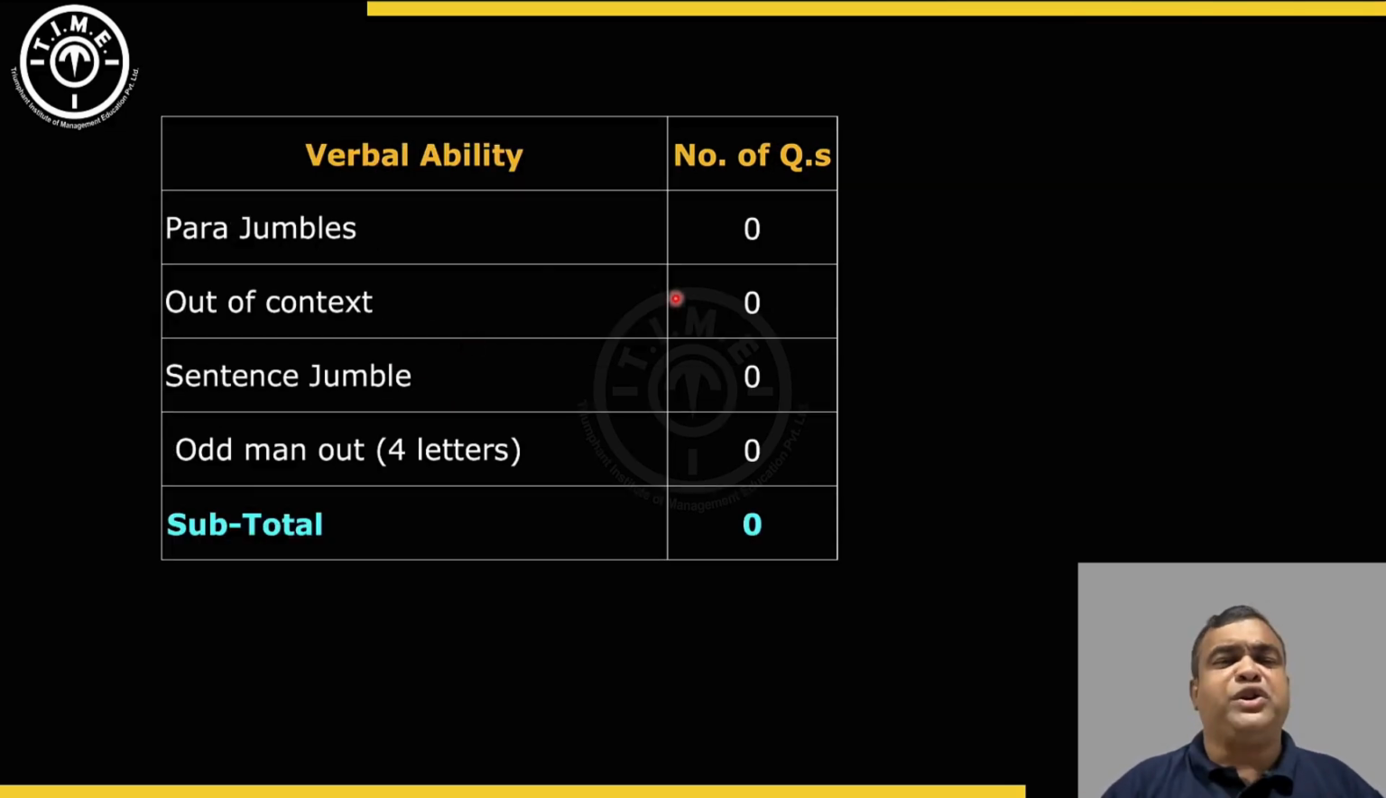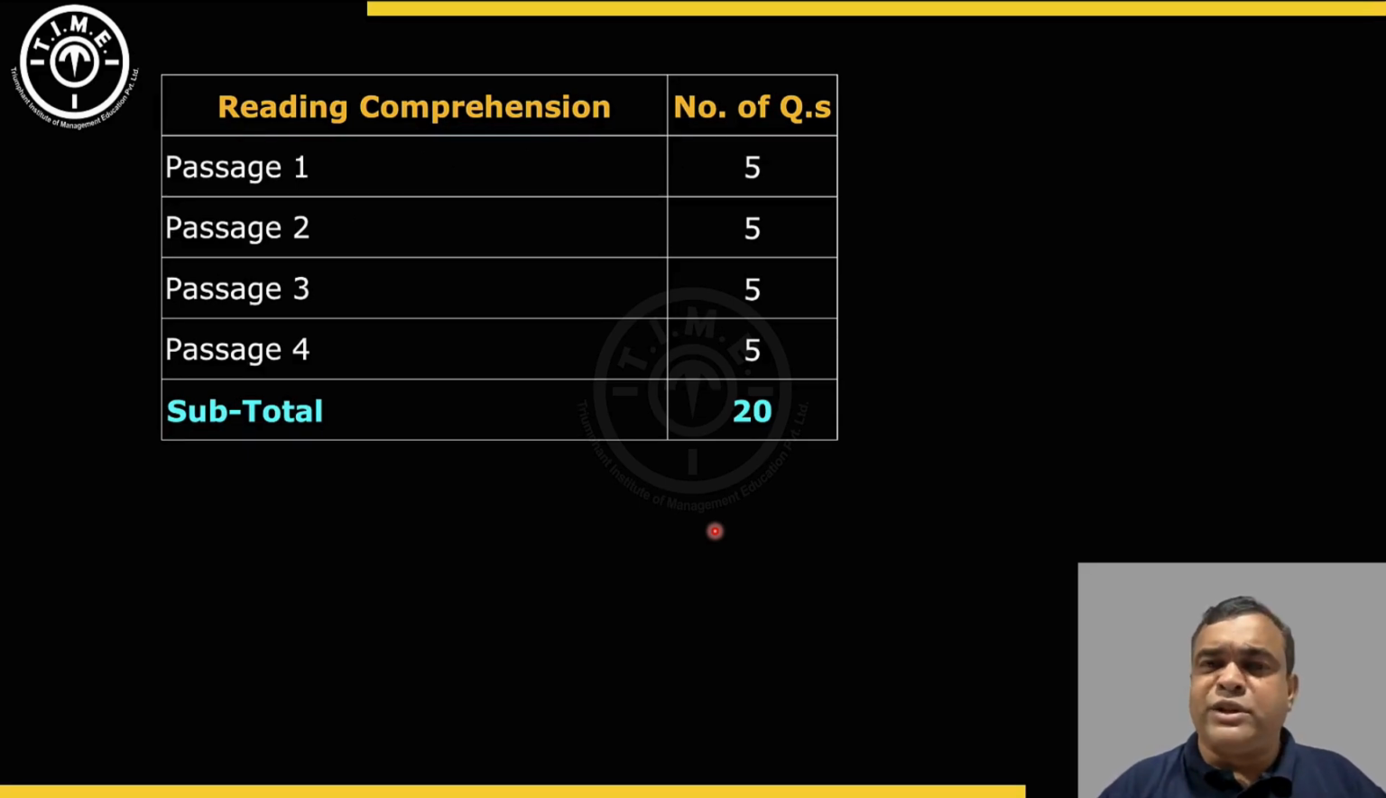In verbal ability, there was no parajumble question, no out of context sentence jumble, nothing like that. So there were 0 questions from the verbal ability part. And as far as the reading comprehension was concerned, there were 4 passages. Each passage had 5 questions. The approximate length of the passage was around 500 to 600 words.